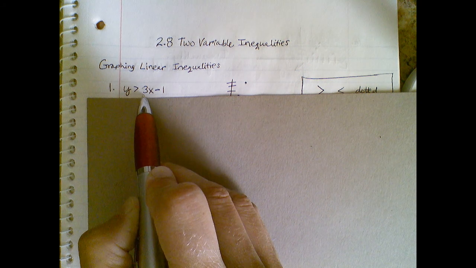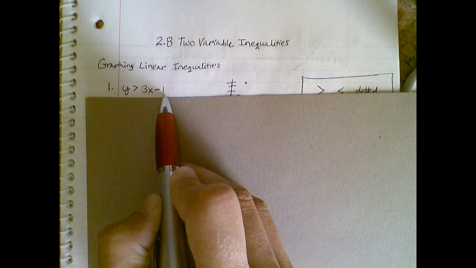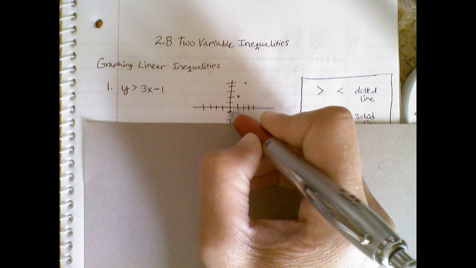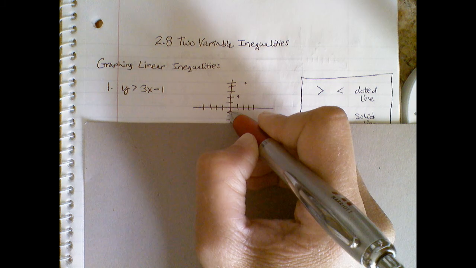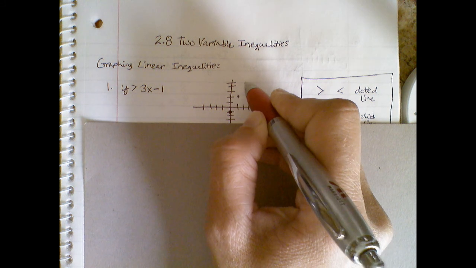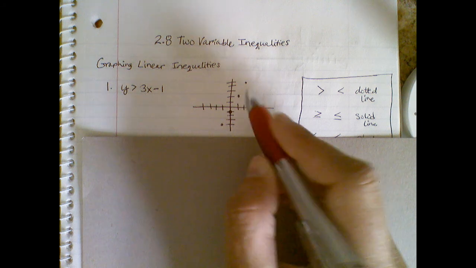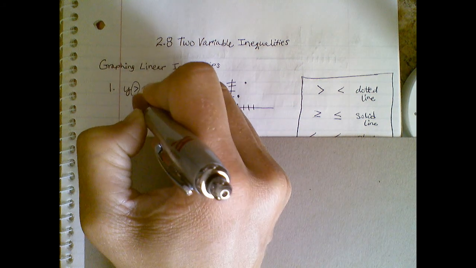This 3 is my slope, this negative 1 is my y-intercept. So I'm going to go down to negative 1, plot my y-intercept, and then my slope is 3. So up 3 over 1, up 3 over 1, or I could go down 3, back 1. And then from here, I'm going to look at my inequality.